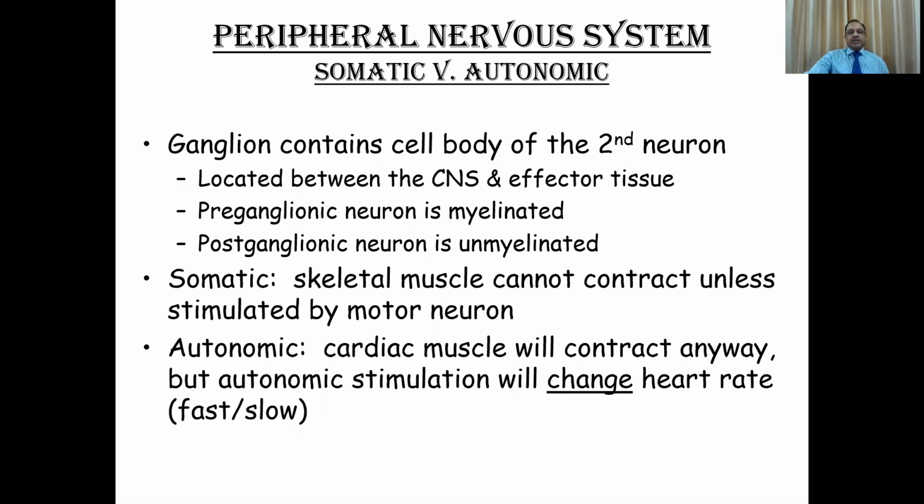Now in somatic system, the skeletal muscle cannot contract unless it is stimulated by the motor neuron. However, in autonomic nervous system, the effector tissue, such as cardiac muscle, will function anyway, but the stimulation will change the rate, whether it is making it fast or it slows it down.